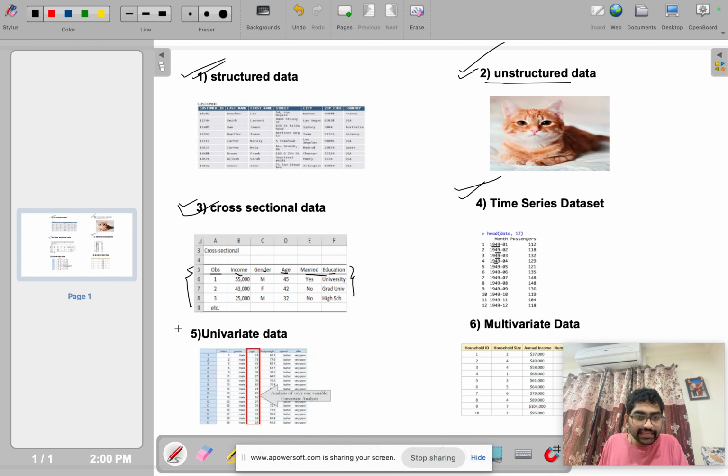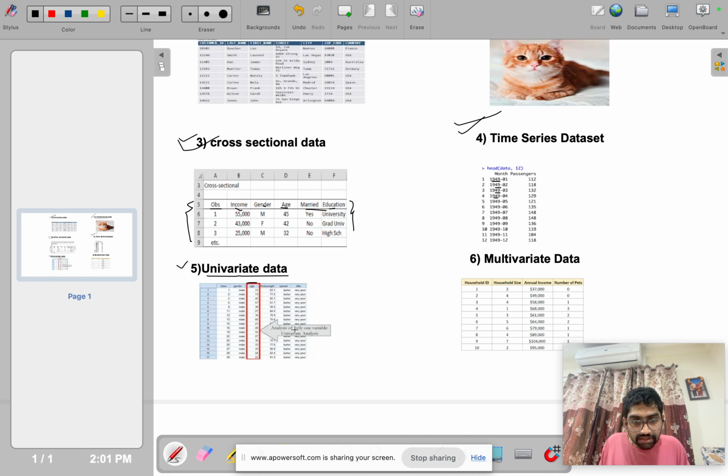The fifth data type is univariate data. Univariate data means you have the entire data set, but you are focusing only on one column and trying to get the analysis from that one column. That type of data, where you analyze only one column, is called univariate data. Analysis of only one variable or one column is called univariate data.